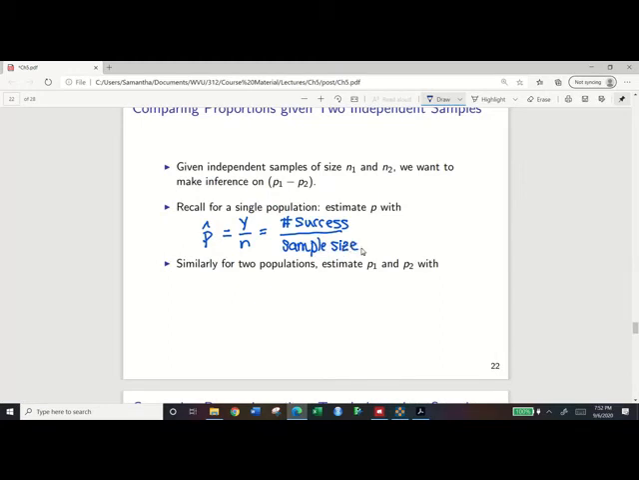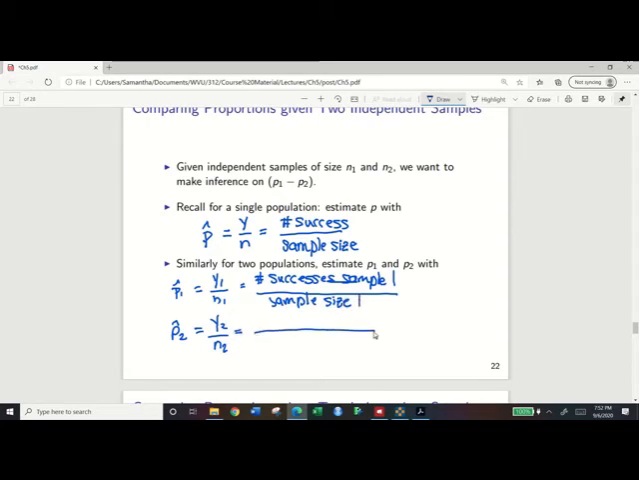Now, in a very similar fashion, when we have two populations, we'll estimate P1 and P2 with P1 hat and P2 hat, where P1 hat is Y1 over N1 and P2 hat is Y2 over N2. Y1 is the number of successes in sample 1, and N1 is the sample size for sample 1. And in similar fashion, for P2 hat, Y2 is the number of successes for sample 2, and N2 is the sample size for sample 2.